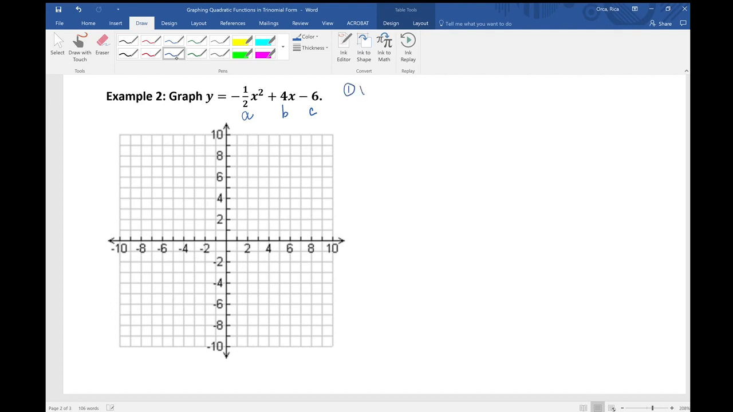Now let's find the vertex. And I want to write out the formula. It's x equals negative b over 2a, comma, y equals f of x. Let's start by finding the x coordinate. So x equals negative b divided by 2 times a.